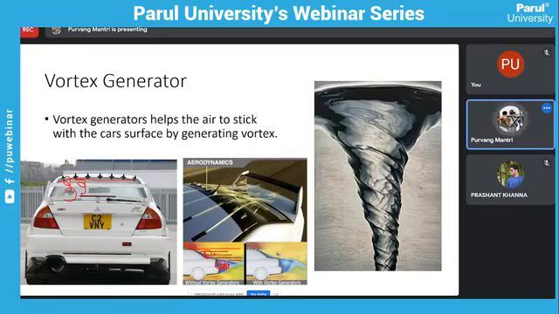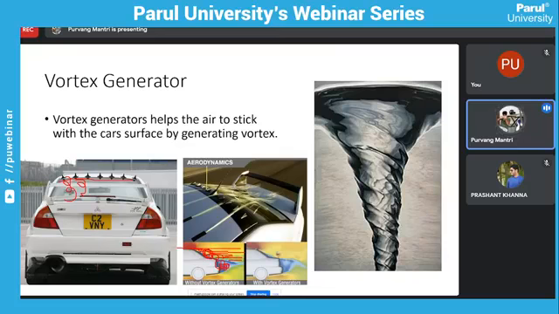So instead of letting the air flow smoothly over here, we try to generate a vortex so that the air still sticks with the outer surface of the vehicle. That way, we can see in this image that the low pressure region is highly reduced compared to what it was shown over here.